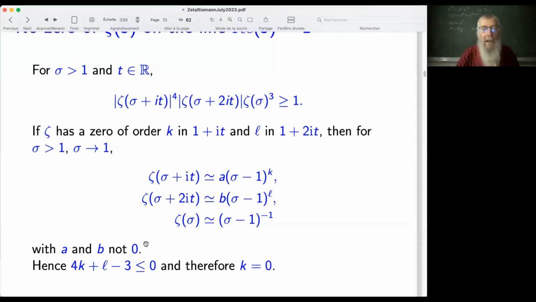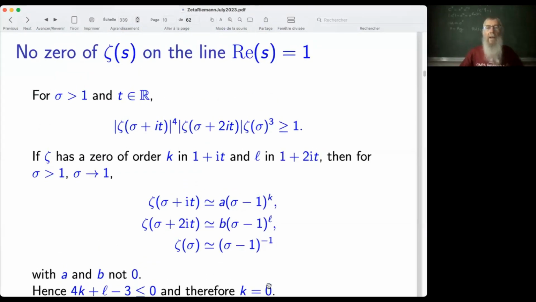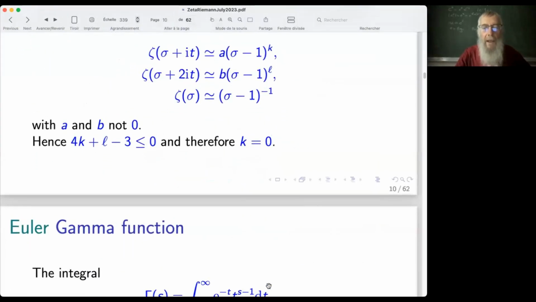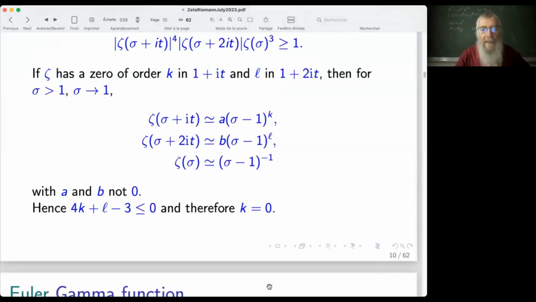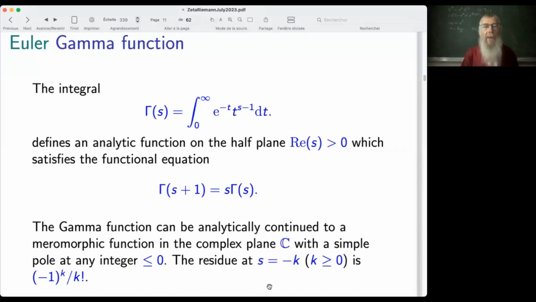And when sigma tends to 1, the left-hand side is always greater than 1. So the exponent has to be negative. And therefore, 4K is less than 3, and so K is equal to 0. So this proves that there is no 0 on the real line, real part of s equal to 1.